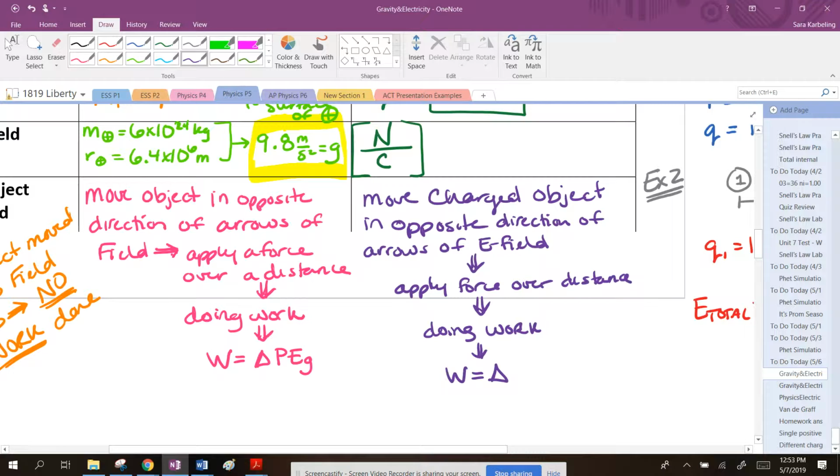Yeah. So let's try and do some parallel thinking here. Move a charged object in the opposite direction of the arrows of an electric field. I'm going to apply a force over a distance. I'm doing work that's going to change. Not kinetic. It's still potential. Is it gravitational potential? No. What kind of potential do you think it might be? Electric potential, yeah.